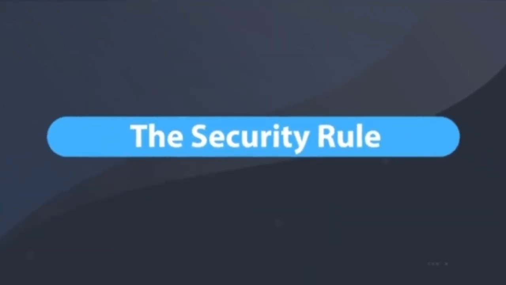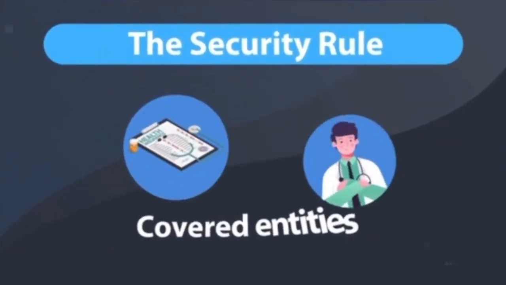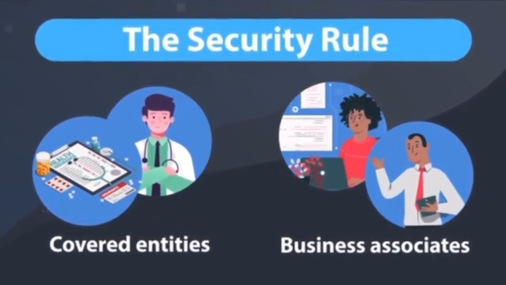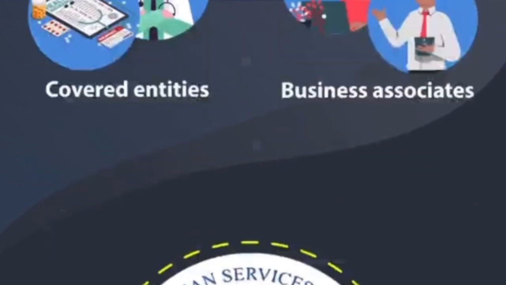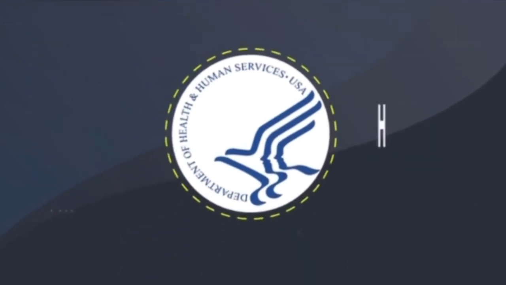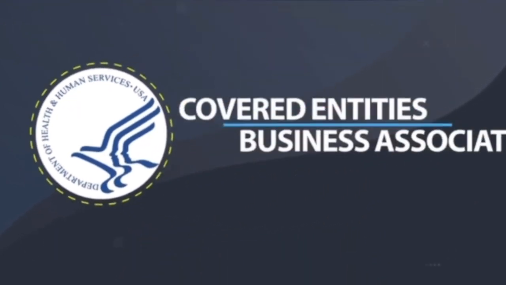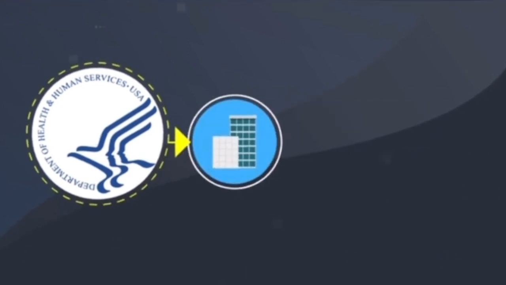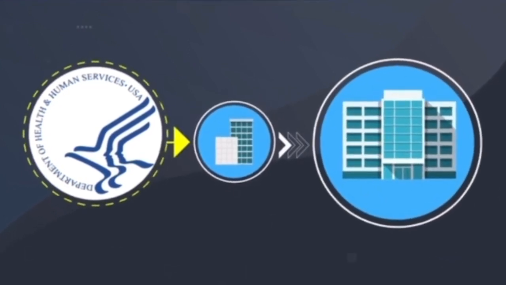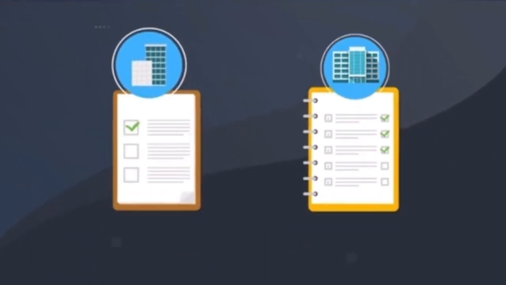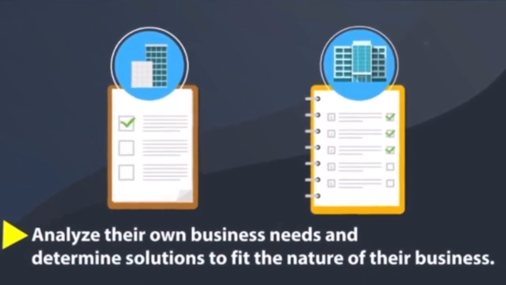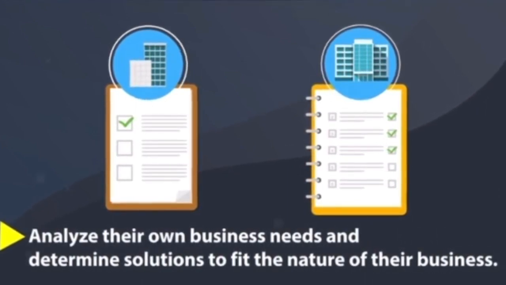The security rule, like the privacy rule, applies to all covered entities and business associates that transmit or store PHI electronically. The Department of Health and Human Services, HHS, recognizes that covered entities and business associates range from small providers to very large hospitals and health plans. Accordingly, the security rule is intended to be flexible enough to allow entities to analyze their own business needs and determine solutions to fit the nature of their business.